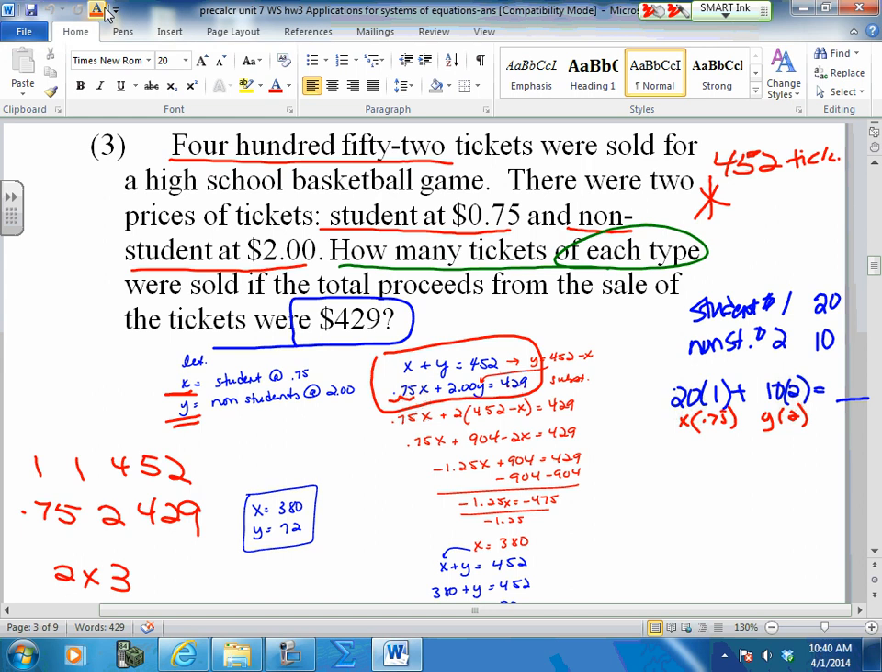You're going to bypass. This is the worst part, down here. You're going to bypass this, and then you're going to come out with the answer. So you're going to determine that you should sell 380 student tickets at 75 cents and 72 non-student tickets at $2. A good check is add this up and make sure it equals 452 and check otherwise. If I take 380 times 75 plus 72 times 2, that should give me my $429.